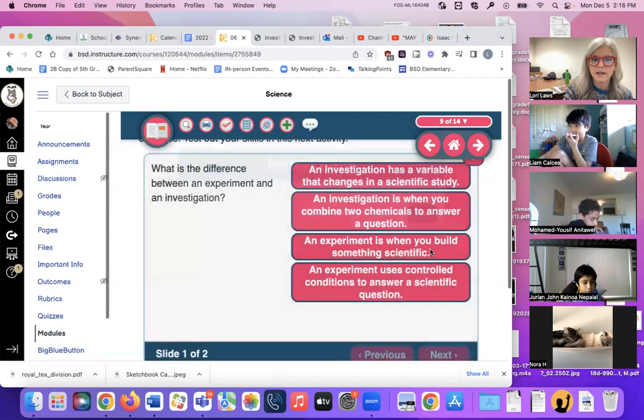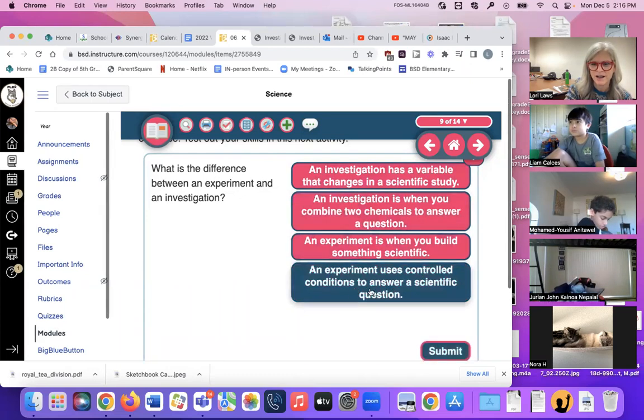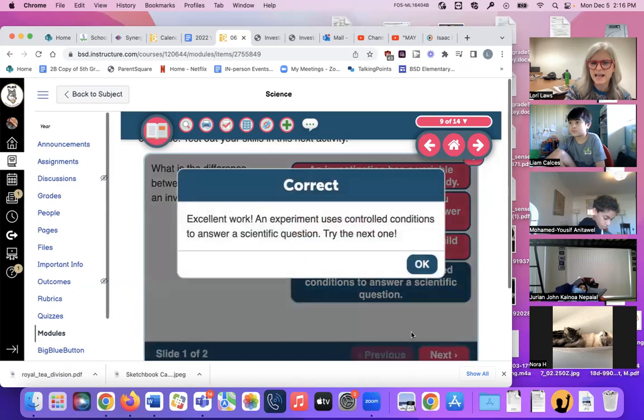Self-check. What is the difference between an experiment and an investigation? An investigation has a variable that changes. That's an experiment, isn't it? An investigation is when you combine two chemicals, not necessarily. An experiment is when you build something, not necessarily. An experiment uses controlled conditions to answer a scientific question. That's it. Excellent work.